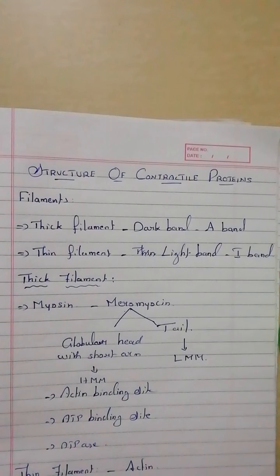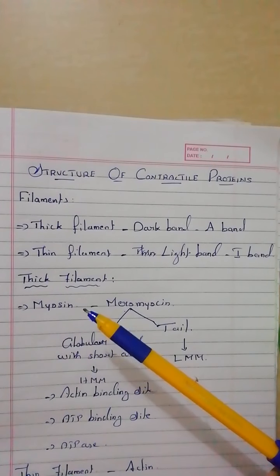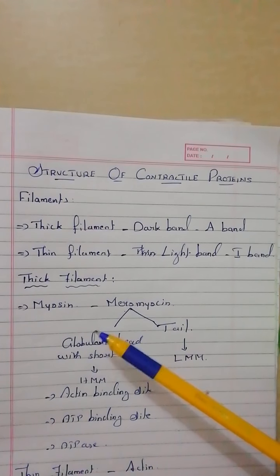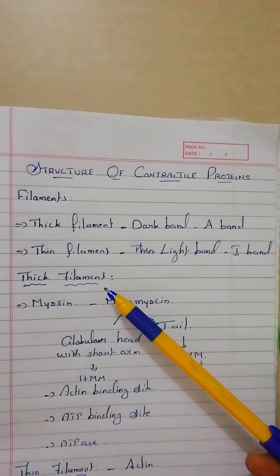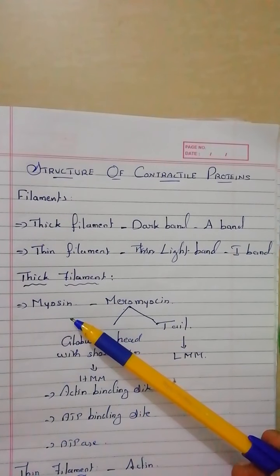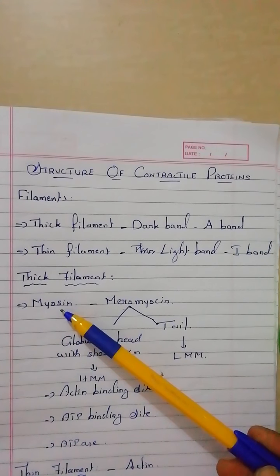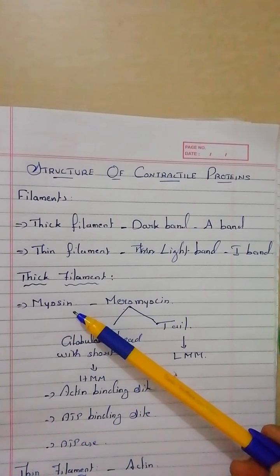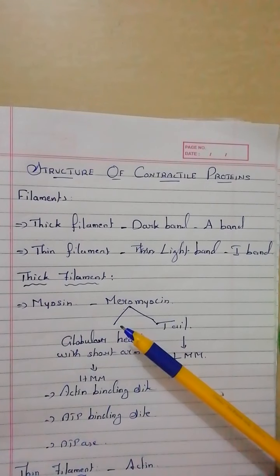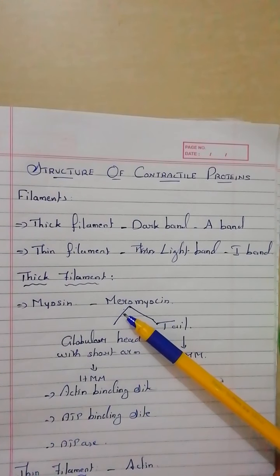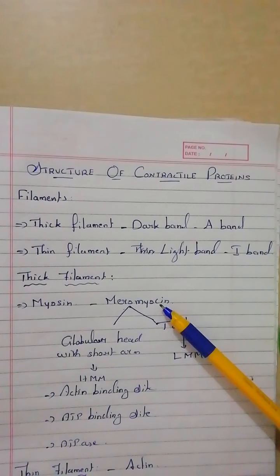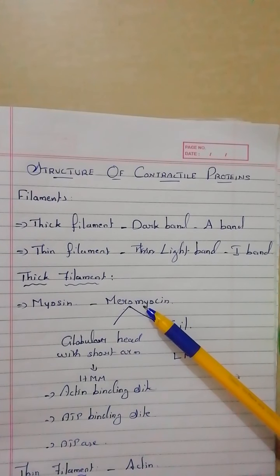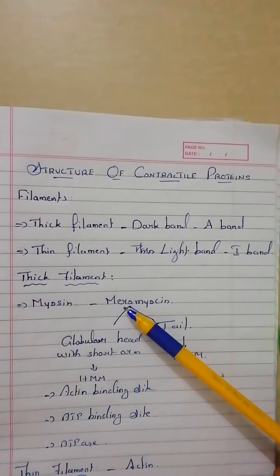Now, let us talk about the proteins present in each filament, the thick filament as well as the thin filament. Let us see the thick filament first. The thick filament consists of the protein known as myosin. Don't forget, it is a very important thing. The protein present in the thick filament is myosin. This myosin is made up of monomeric units. The unit of myosin is known as meromyosin.